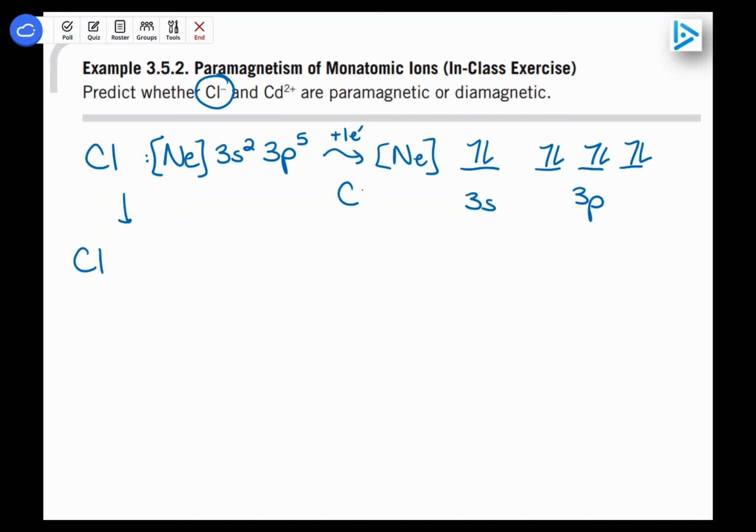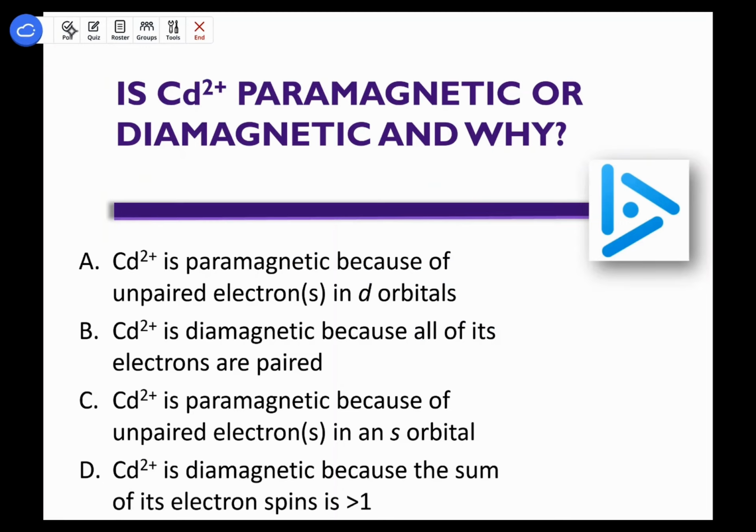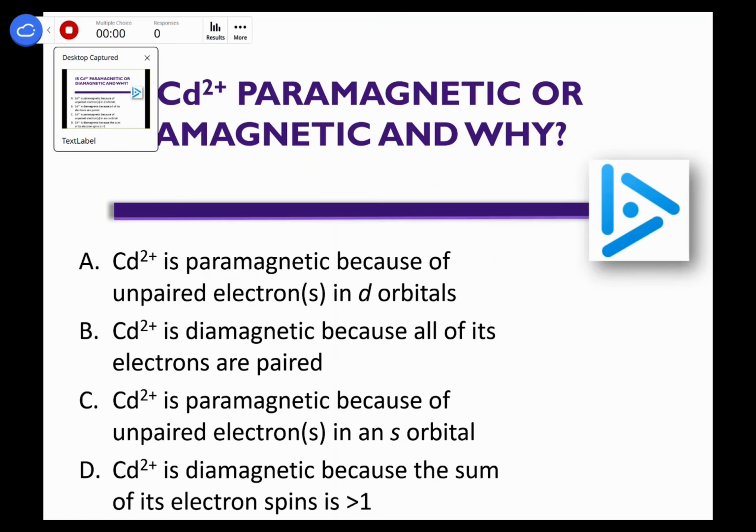So chloride has a total of 8 valence electrons. All the electrons are paired, therefore it's diamagnetic. So I'll leave that up on the screen, and I'm going to ask you to do the next one. Cadmium 2+. Is it paramagnetic, diamagnetic, and why? So chat with the person beside you, write out its electron configuration, orbital diagram, and figure that out.